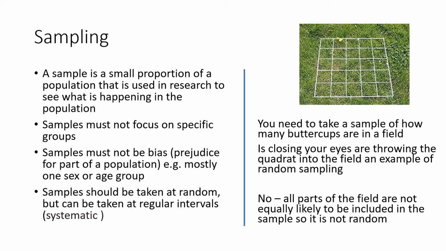And you're only going to be able to throw that quadrat so far, so beyond that point, you're going to have no chance of picking up any information. So it is not random. So you just got to be very careful what you think is random and what is actually random. Actually random means every single thing in that particular population has an equal chance of being picked in a sample.